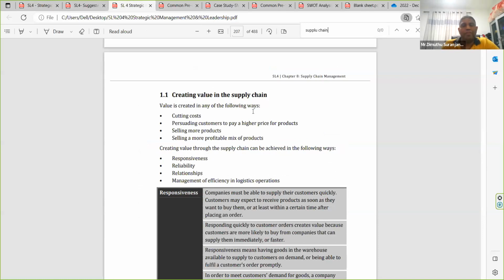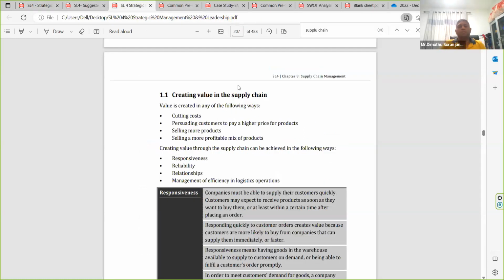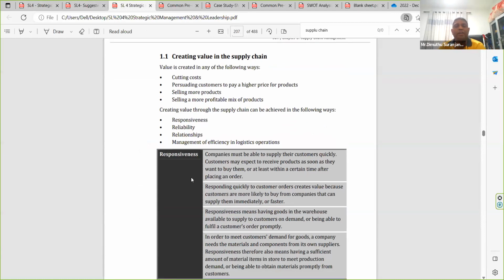Creating value in the supply chain. Creating value through the supply chain. So creating value to SWFM through the supply chain. So your answer should be based on this. Right. So creating value through the supply chain can be achieved in the following ways: responsiveness, reliability, relationship management, and efficiency in logistic operations. So 4 points are there.